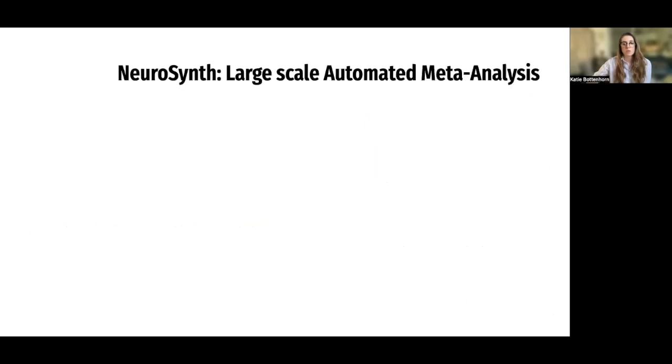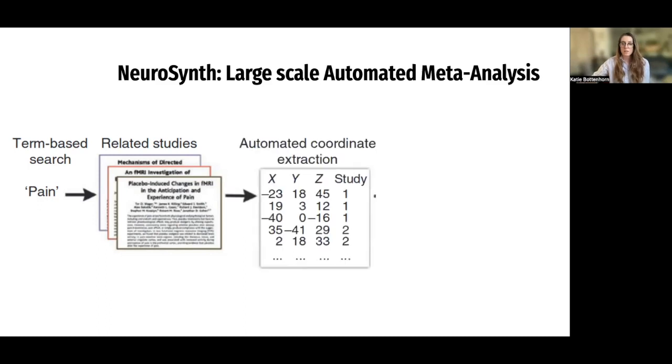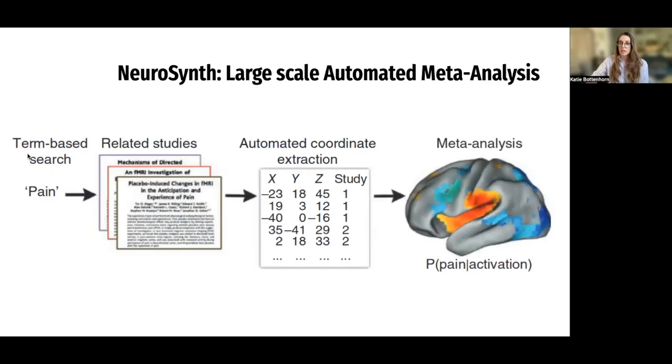So a little bit more about NeuroSynth. Here is how it works broadly. I mentioned to you that it is an automatically populated database. And what NeuroSynth does is it uses terms that are mentioned in the papers to classify what these papers are about. And then it extracts things automatically that look like coordinates. So it uses an algorithm instead of a human being to extract data from these papers. And then using those coordinate-like things, it can run a specific type of meta-analysis that results in the probability of pain given activation. And there we have it.